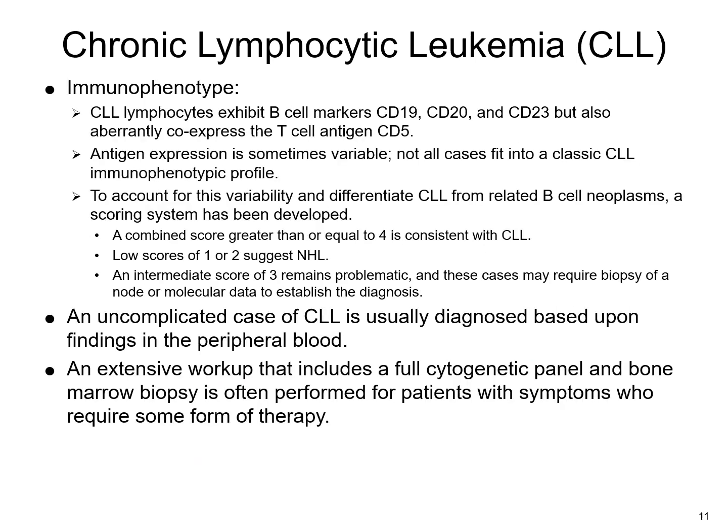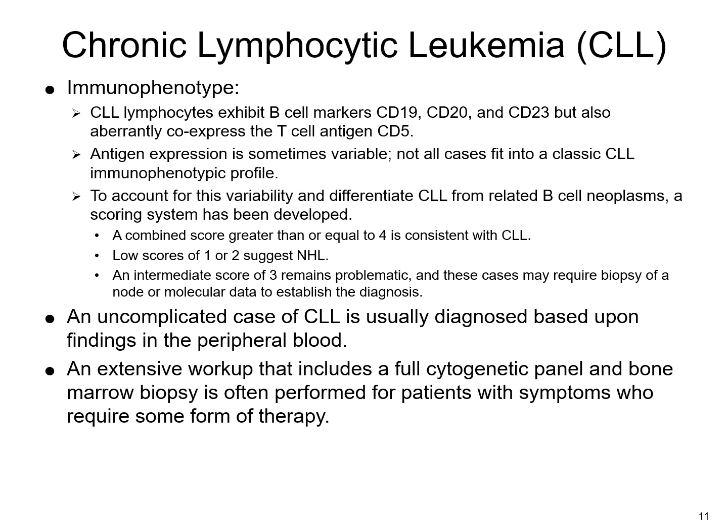So in doing an immunophenotype, these CLL lymphocytes do present with B cell markers CD19, CD20, and CD23, but they also co-express some T cell antigen CD5. Antigen expression is sometimes variable, so not all cases fit into the classic CLL immunophenotype profile. So in order to account for this variability and to be able to differentiate CLL from any other type of B-cell neoplasm, a scoring system has been developed, and that scoring system is based off of several different factors.